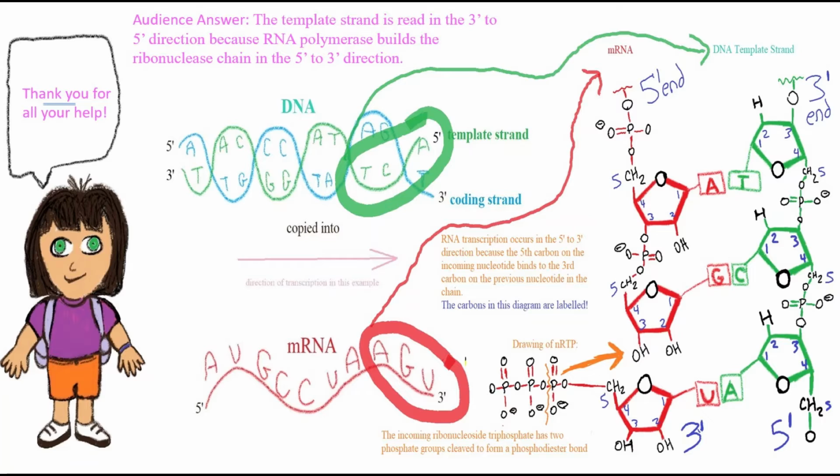The audience says the template strand is read in the 3' to 5' direction because RNA polymerase builds the ribonucleotide chain in the 5' to 3' direction. These ribonucleotide chains are held together with phosphodiester bonds created by binding the 3' carbon on the previous nucleotide with the phosphate group located on the 5' carbon of the next nucleotide. mRNA differs from DNA because mRNA ribonucleotide triphosphates contain ribose sugars.